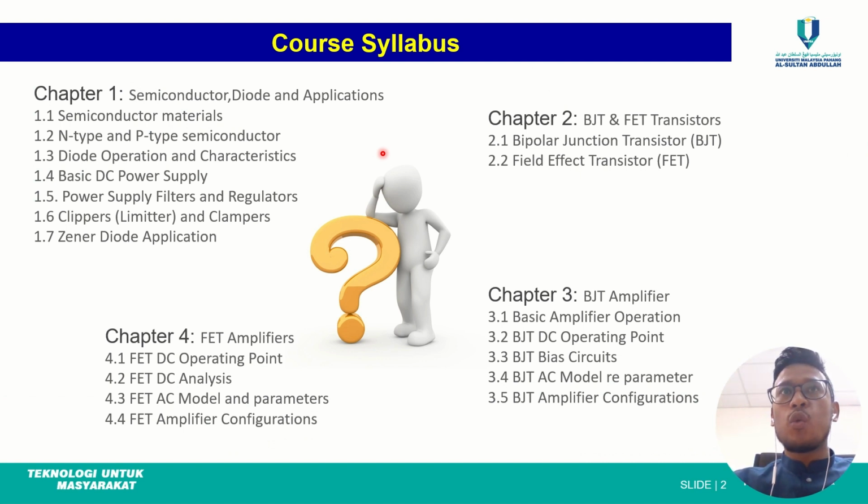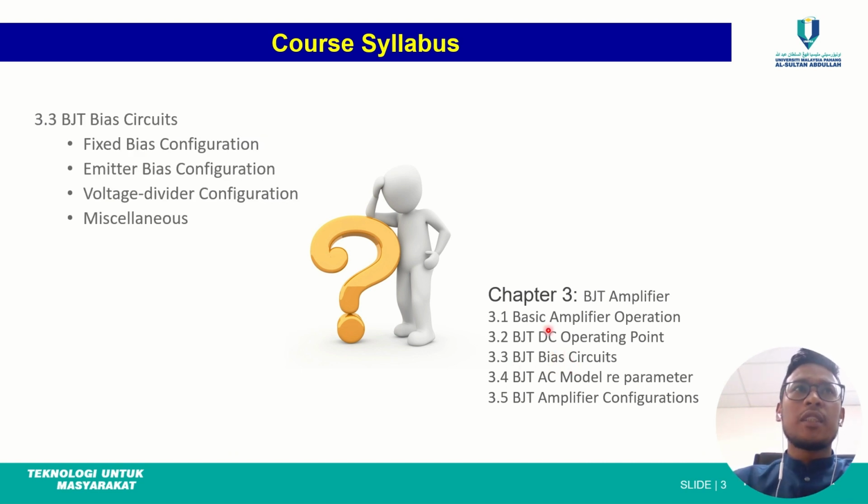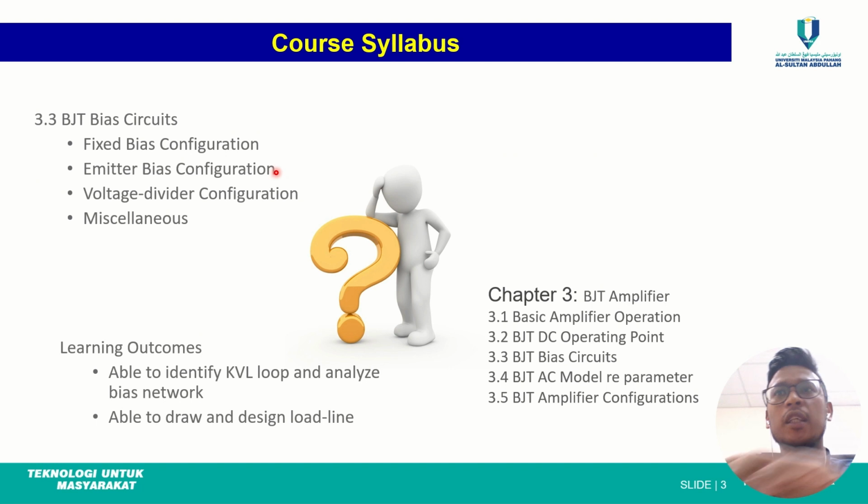So now we are in the third chapter, which is BJT amplifier, in 3.3, which is BJT bias circuit. In BJT bias circuit, we're going to focus on fixed bias configuration for today. The learning outcome for this subchapter is you're able to identify the KVL loop and analyze the network. The second learning outcome is able to draw and design the load line.